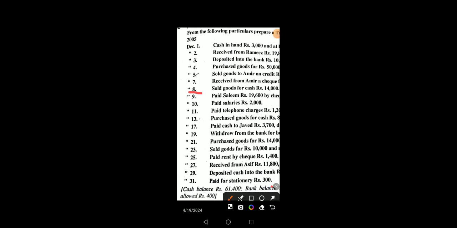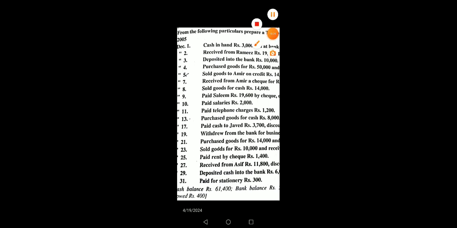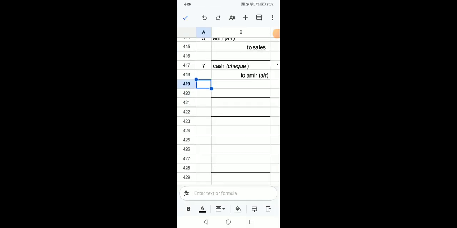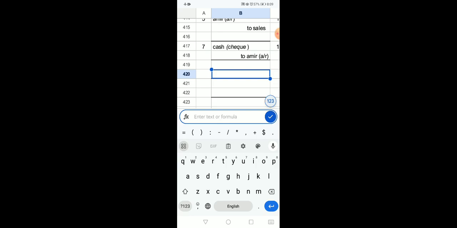Entry number 8 is saying: sold goods for cash 14,000. Okay, and nothing else. What is the entry saying? Sold goods for cash. We have sold our commodities. Entry number 8. Whenever you will sell your commodities or goods, goods will be going out. That means goods are your asset. Asset is decreasing. Decrease in asset should be credited.